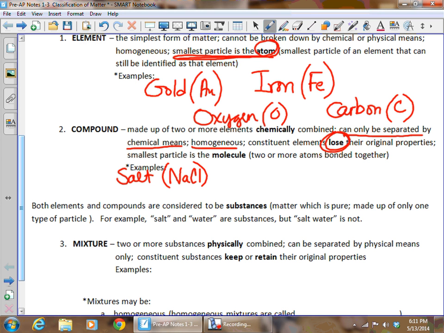Other examples include sugar, which is our table sugar that we put on our cereal, etc., C12H22O11. Those are just a couple of examples of some of our compounds. So if you see a formula for a substance that contains more than one element in it, sodium and chlorine, for instance, in salt, or carbon, hydrogen, and oxygen in sugar, then you know you're dealing with a compound rather than an element.